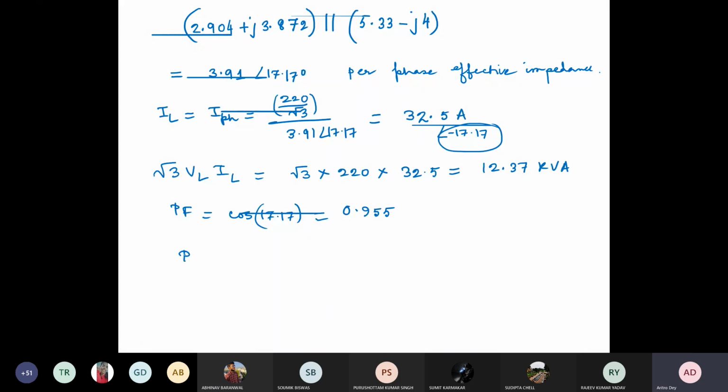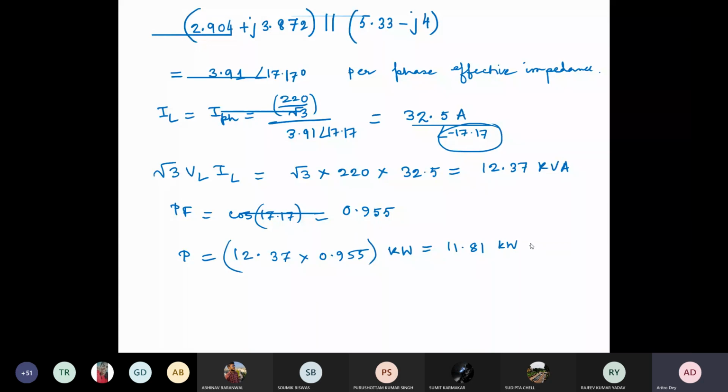And what is your total power consumption? Total power consumption is equal to 12.37 into 0.955. That is equal to your kilowatt. Okay, so that comes out to be 11.81 kilowatt. So you can calculate volt ampere, you can calculate the power consumption, power factor, all those things. Okay, so this kind of problem you should solve.